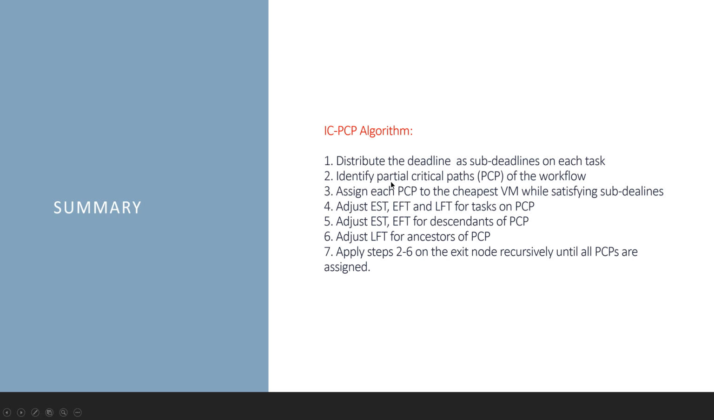So line 2 to line 6 will be recursively called on the workflow until all the PCPs are assigned. Until then, a plan is done and is ready to be submitted to a workflow executor. So this is the brief main idea of the IC-PCP algorithm. Let's get into the code.